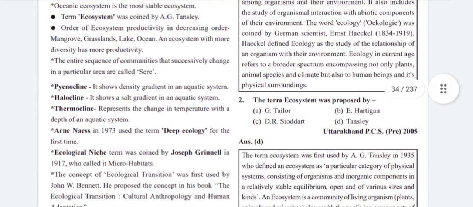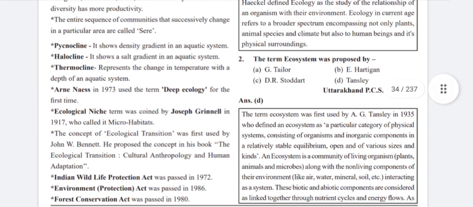Pycnocline shows density gradient in an aquatic system. Halocline shows a salt gradient in an aquatic ecosystem. Thermocline represents the change in temperature with the depth of an aquatic system.